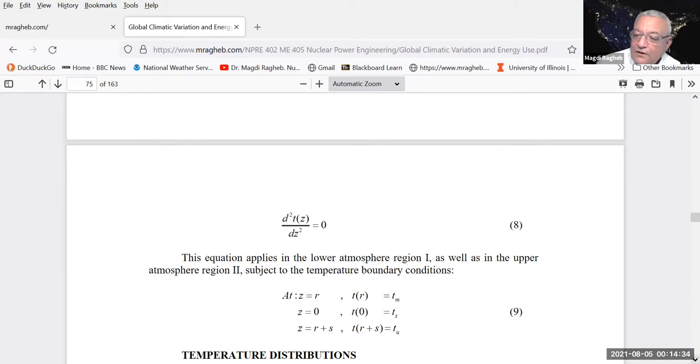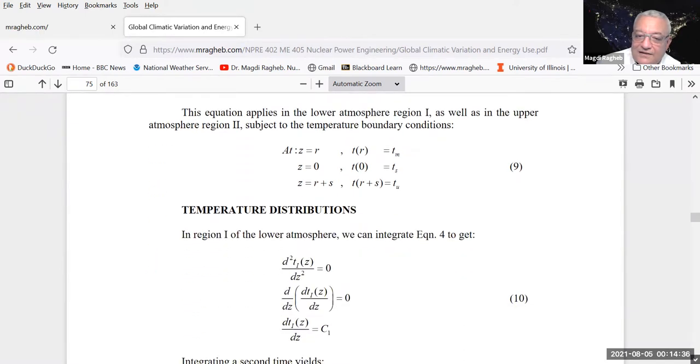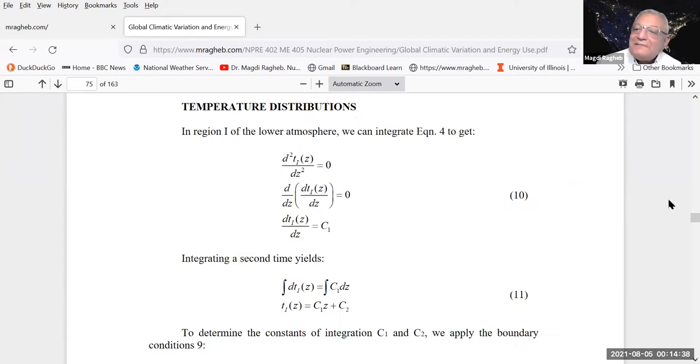But our goal is not to get the temperature distributions per se. Since we do not know the conductivity of the Earth, we eliminate the conduction factor and only estimate the heat fluxes. So it's a unique way of parameterizing the equation. In the lower atmosphere, region one, we solve the Laplacian equation, and one integration gives you a constant of integration.